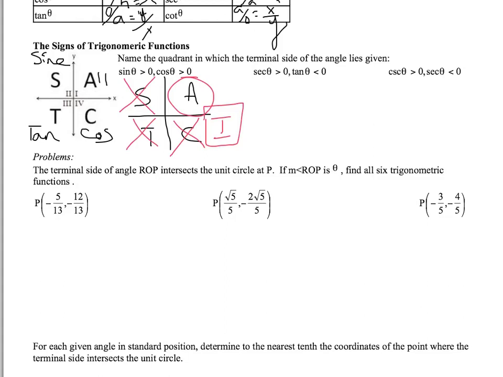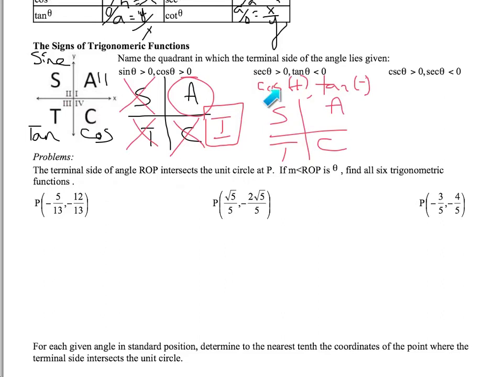Let's look at the next one. It says secant has to be positive. I don't like thinking of reciprocals. I like thinking of the normal ones. So I know if secant is positive, that means that its reciprocal, cosine, also has to be positive. And this is saying tangent has to be negative. So we'll draw our axes. Now that we have our axes, let's go through the process.